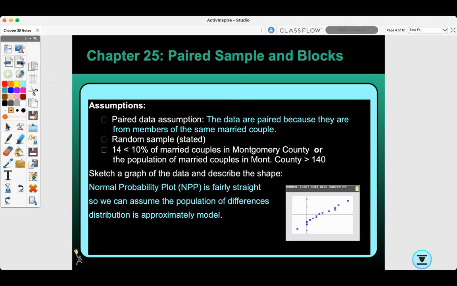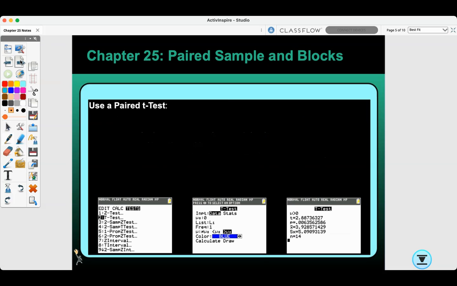Sketch a graph of the data and describe its shape. So I used a normal probability plot. And here our normal probability plot is fairly straight. So we can assume the population of the differences distribution is approximately normal. So we're going to use a paired t-test. We already stated the name of the test. So now what we need to do is write the formula down for our test.